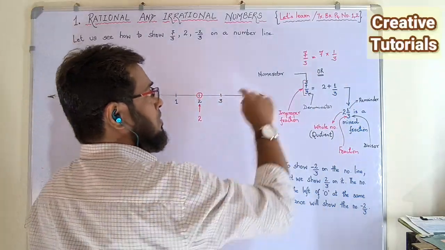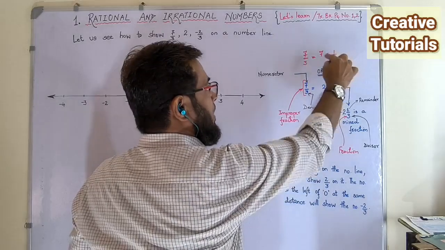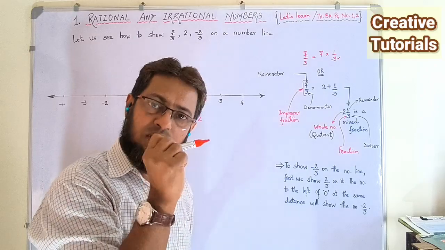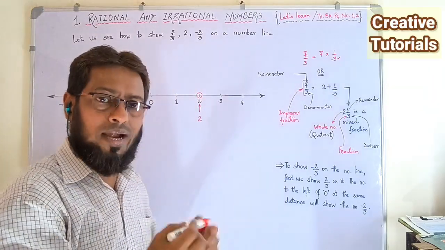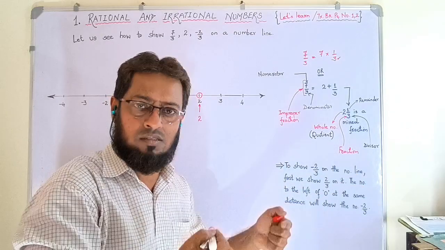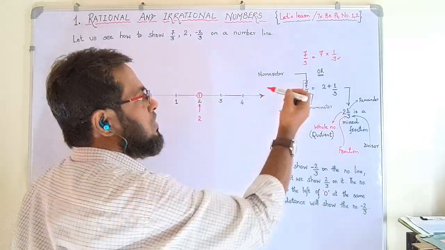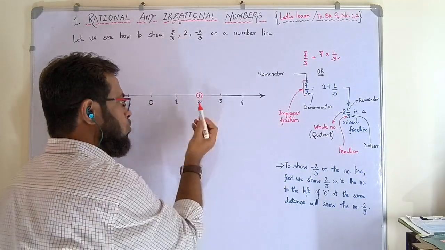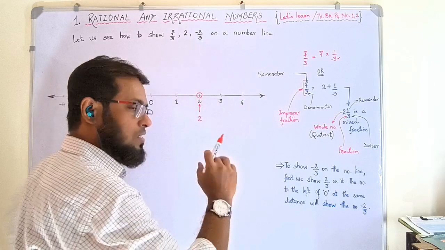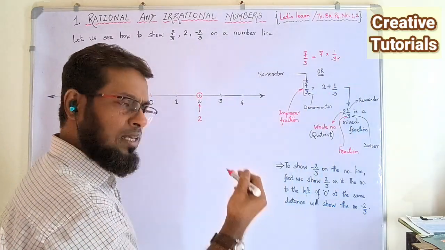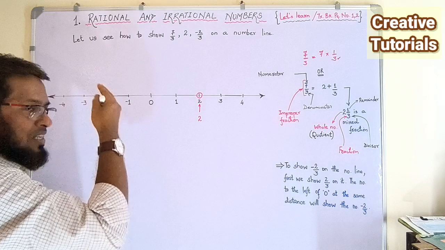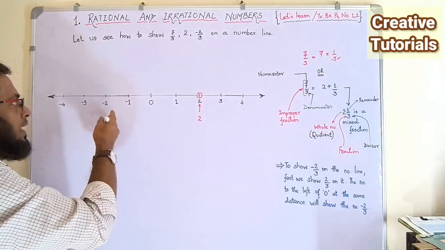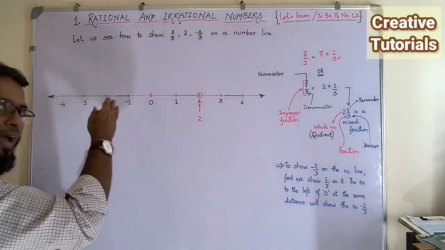So 7 multiplied by 1 upon 3 means the denominator is 3, correct? That means whatever number is there in the denominator, you will divide each unit into that many parts. Since we have the number 3 over here, 0 to 1 is 1 unit, 1 to 2 is the second unit, 2 to 3 is the third unit, and so on. Similarly, from 0 to minus 1 is 1 unit towards the left of 0, minus 1 to minus 2 is the second unit on this side, minus 2 to minus 3 is the third unit, and so on.